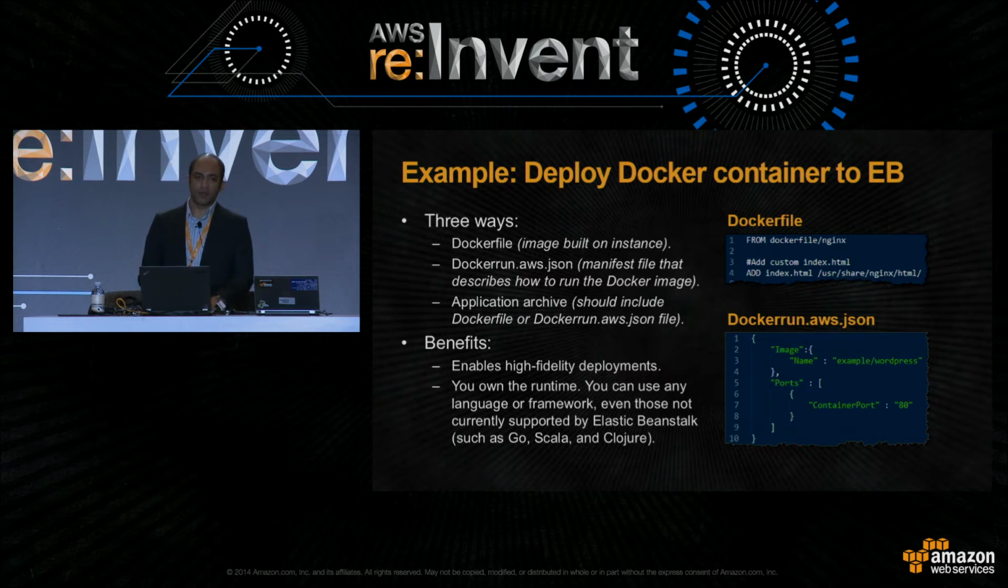The other big benefit, which a lot of people don't realize, is with Docker, you own the runtime. So if you want to build an application that uses Go, you can go ahead and write a Docker file and do that, even though Elastic Beanstalk doesn't officially support Go, or we don't have a container that supports Go. If you want to do Scala, Clojure, the Play framework, you can do all of that using Docker on Elastic Beanstalk, and it really simplifies, or expands the possibilities, I should say, that we provide to our developers. So we're pretty stoked about that.